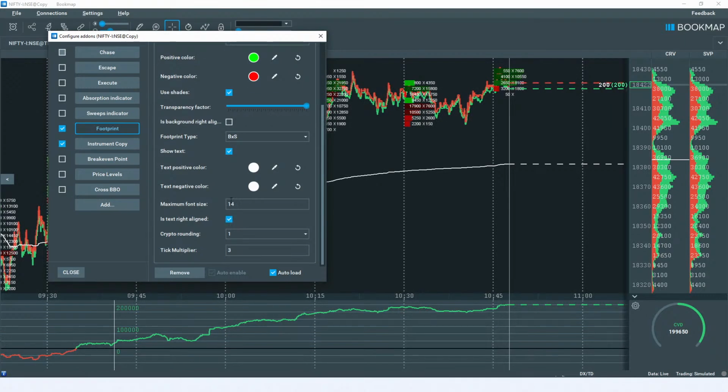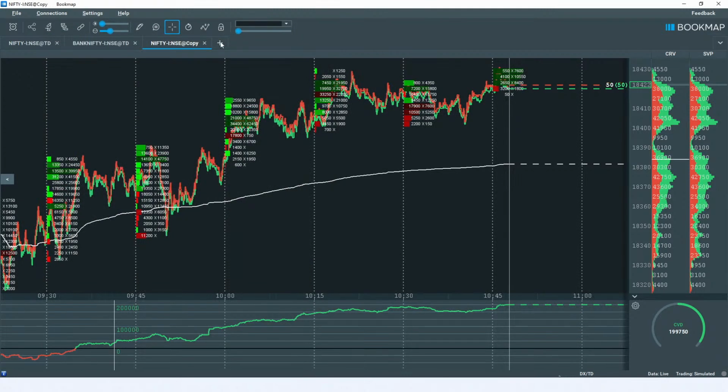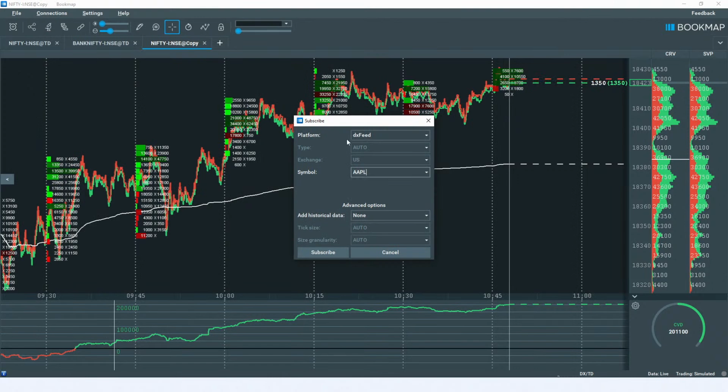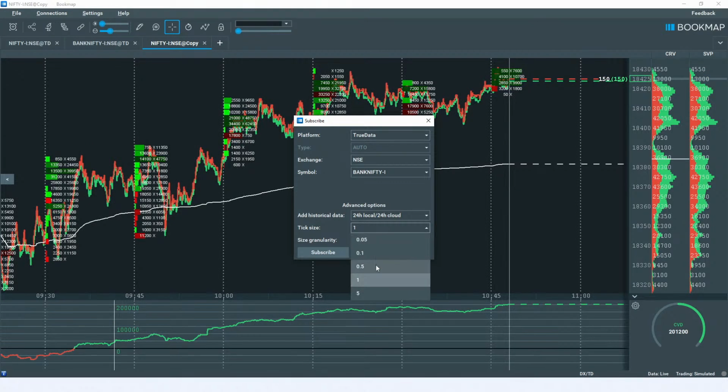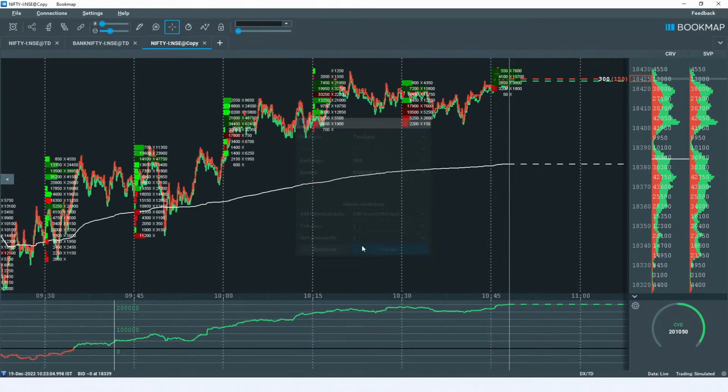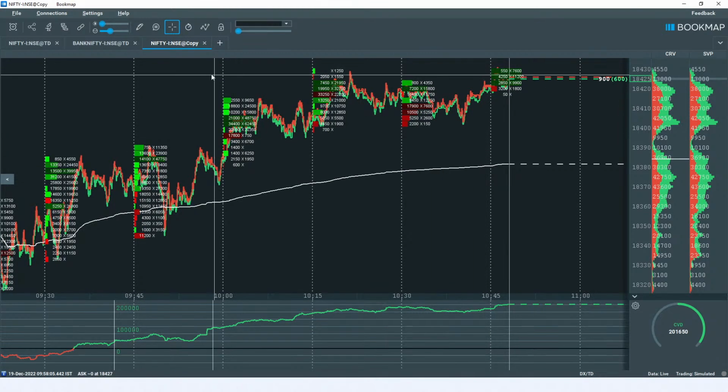And the most important setting is the tick multiplier. Before we shift to the tick multiplier, you need to make sure that whenever you are adding a symbol, any symbol that you add, for example TrueData, it will ask for the tick size before you even subscribe. If you want to access the footprint chart effectively, it is recommended to go with 1 as the tick size. In this chart I'm using 1 as the tick size.